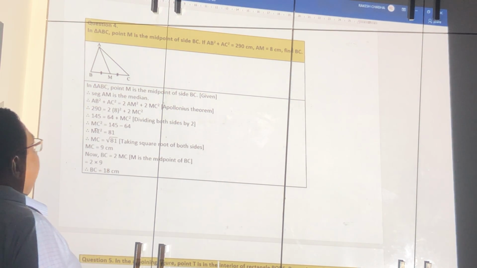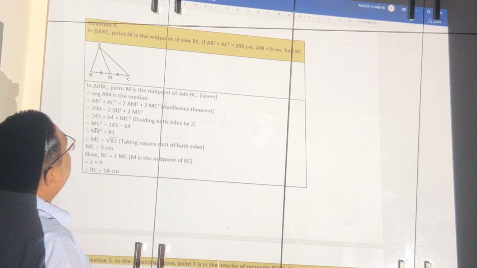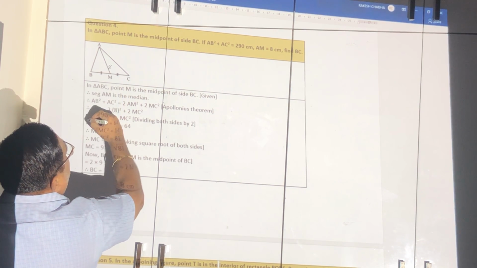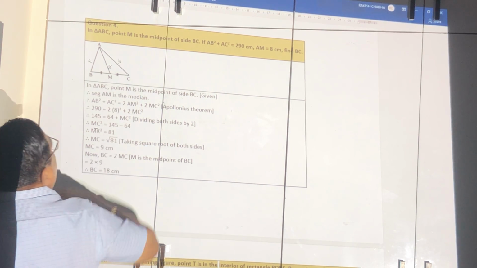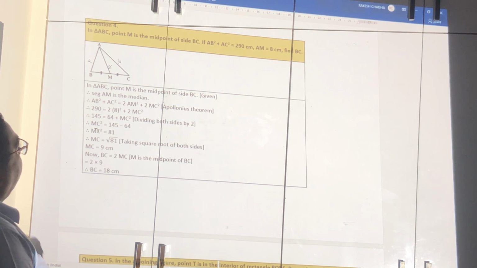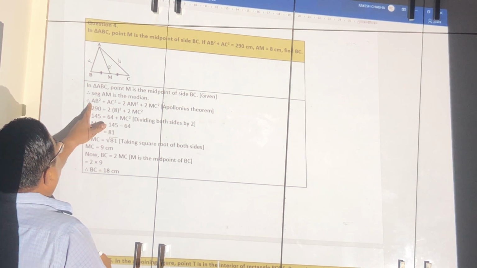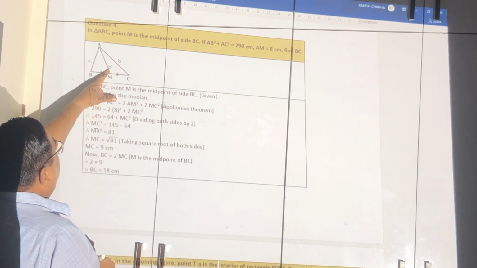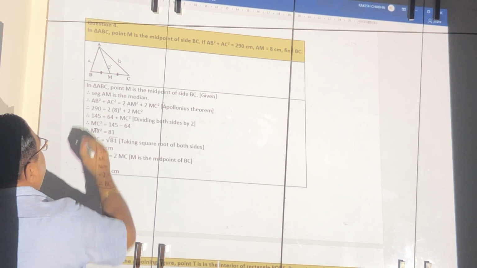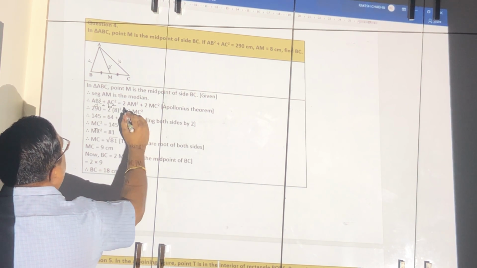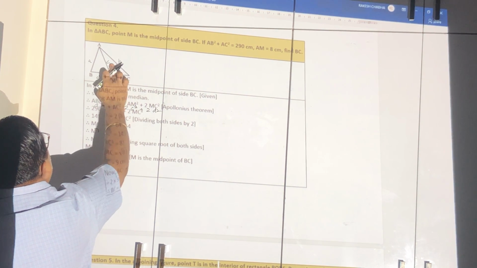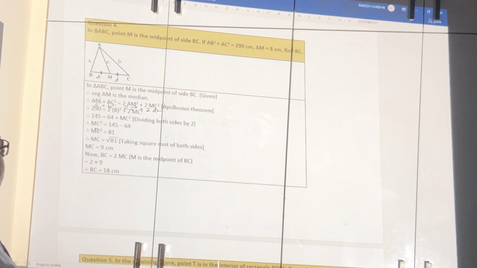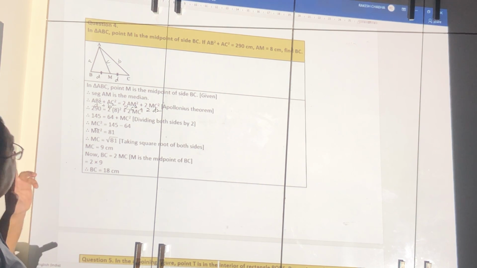Point M is the midpoint again, and I have been given that AM is 8, and I have to find BC. AB square plus AC square is already given to me. My friend, Apollonius theorem is A square plus B square is 2 times C square plus 2 times D square. I remind you, A square plus B square is 2 times C square plus 2 times D square. This is C and this is D, whichever you like. Apollonius direct. Now if you can't take out square roots of 81 and 9, I am sorry, I can't help you. Okay.